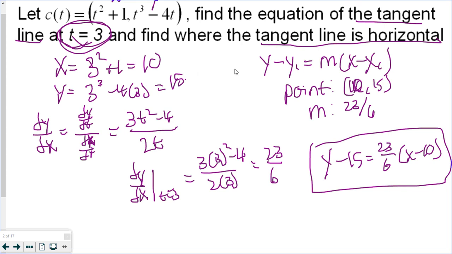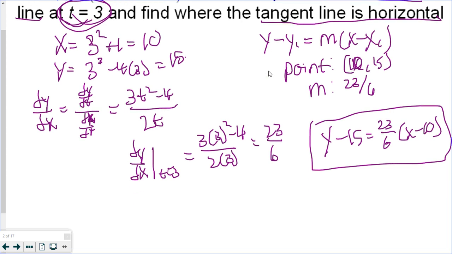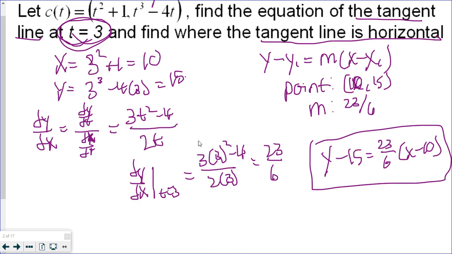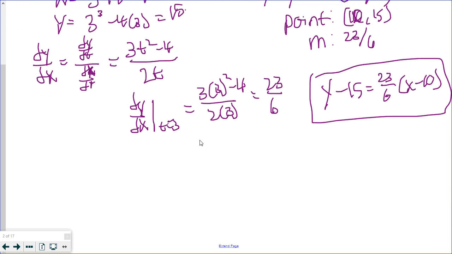All right, what about the second part? The tangent line is horizontal, so find where that point is at. Okay, well, think about it. When is a tangent line horizontal? A tangent line is horizontal where the derivative equals 0, right? When the derivative equals 0, we have a horizontal tangent line.